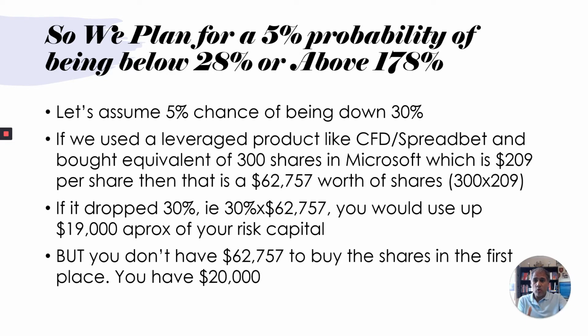If it dropped 30%, you would use up about $19,000 of your risk capital, which is pretty much all your risk capital, if it did indeed drop that 30%. And we said there's a 5% probability of that happening, which you might think is negligible. Now, you don't have $62,757 to buy those shares in the first place. You've got $20,000. So how do you do it?